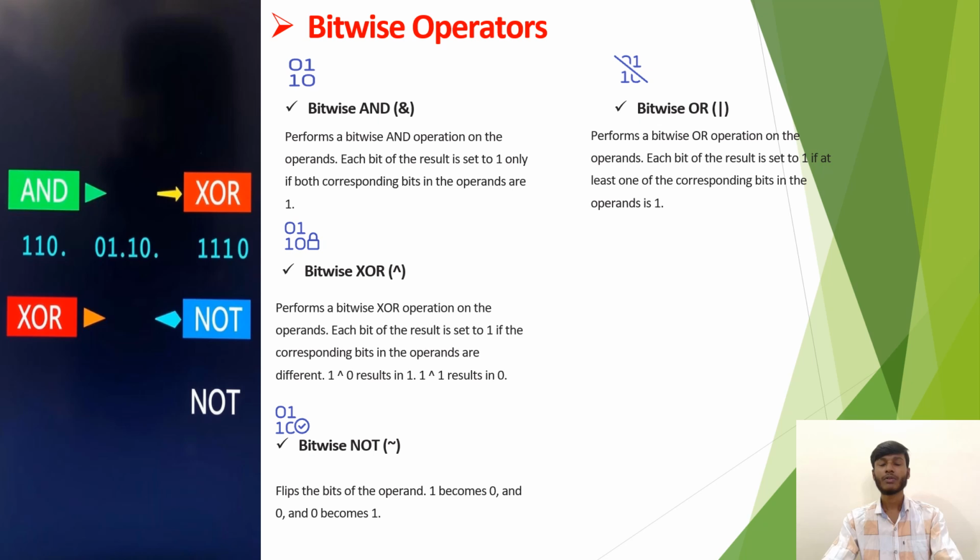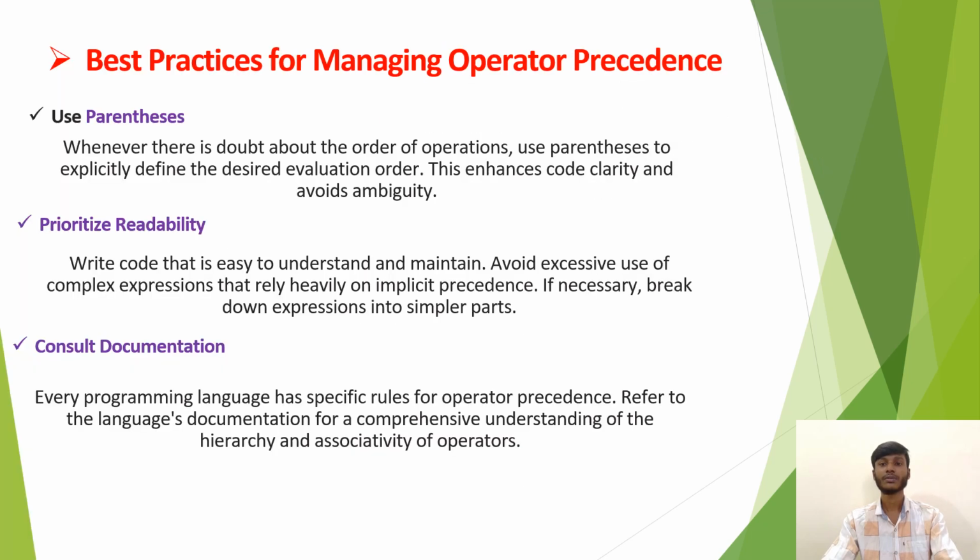Bitwise OR performs a bitwise OR operation on the operands. Each bit of the result is set to 1 if at least one corresponding bit in the operands is 1. Best practices for managing operator precedence. Use parentheses. Whenever there is doubt about the order of operations, use parentheses to explicitly define the desired evaluation order. This ensures code clarity and avoids ambiguity.